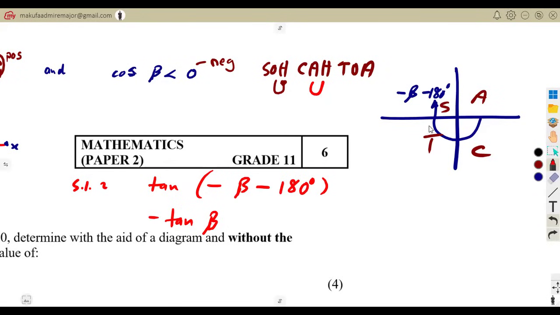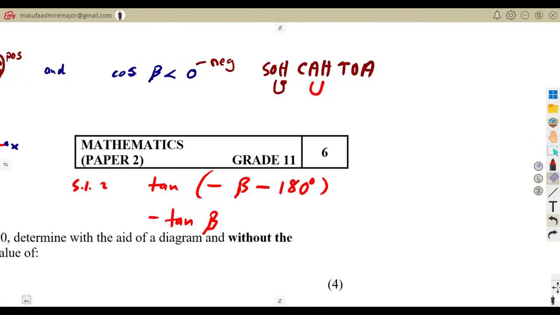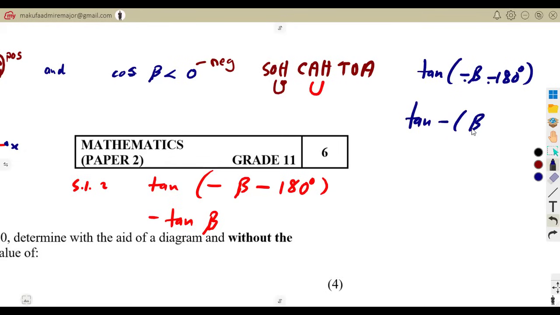So you can use that as a negative angle. Or if you want, you can have it as a positive angle. Still, you're going to have the same ratio. How can we have it as a positive angle? You factor out that negative. That's minus beta minus 180 degrees. Factor out the negative, this one that we see. It will be tan of minus, like this, beta plus 180 degrees.